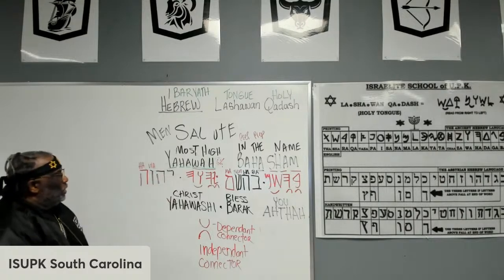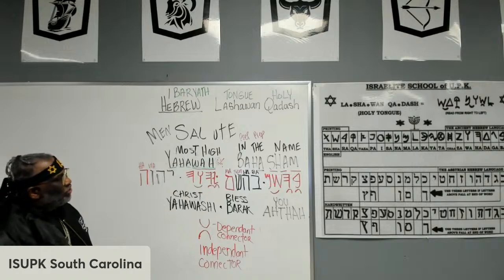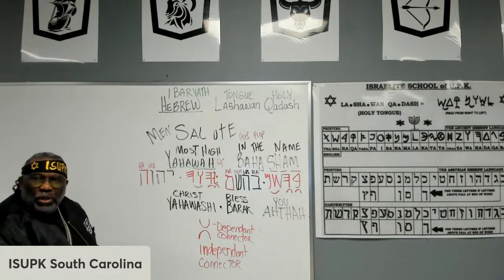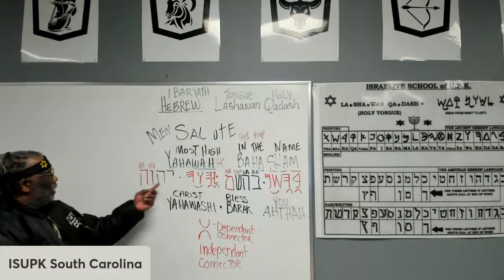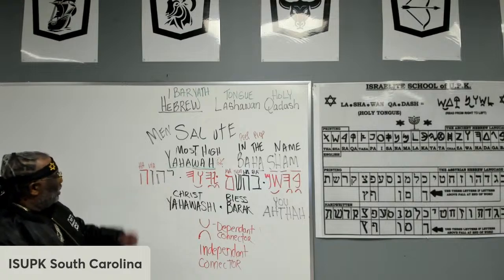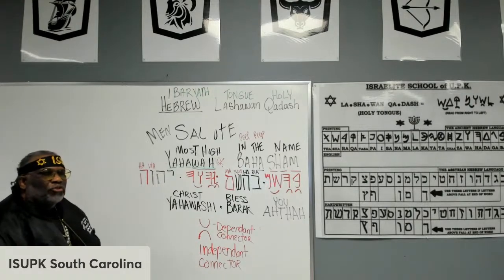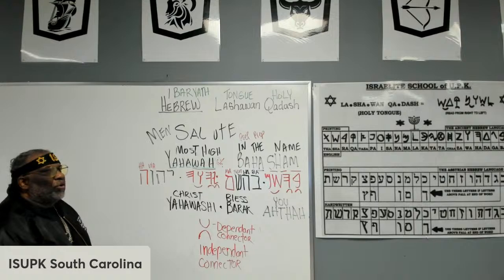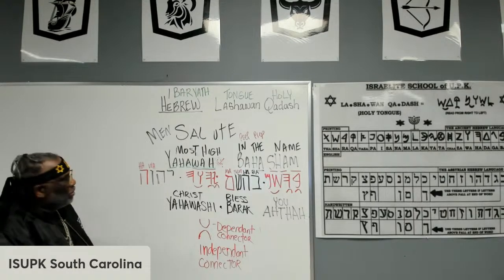But because the original writing that the Most High gave us in the ancient Hebrew is the oldest Hebrew, the oldest writing in the world, the Assyrians tried to teach us how to write or give us more characters while we're in captivity, but they couldn't.